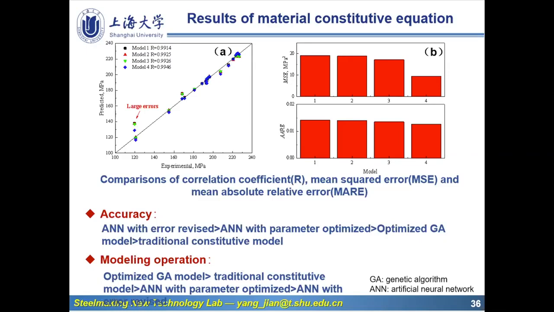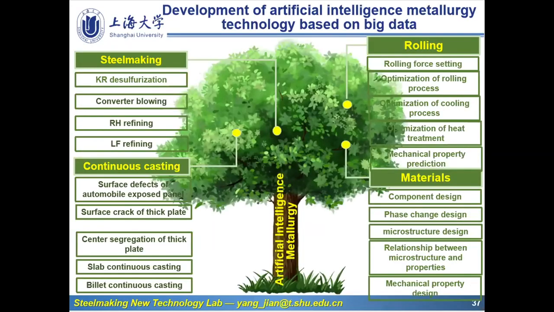Okay, and I'd like to conclude my talk. For the development of artificial intelligence metallurgy technology based on big data, now on steel making, for example, the KR desulfurization, converter blowing, and the LF refining.